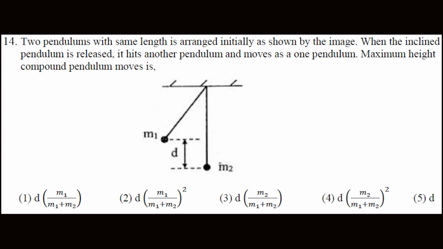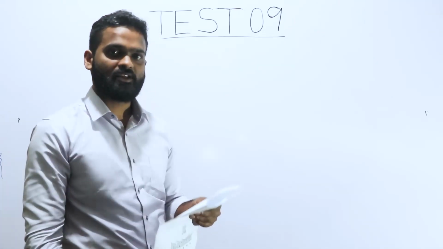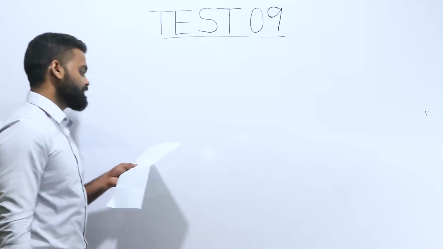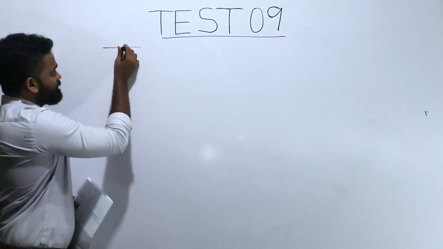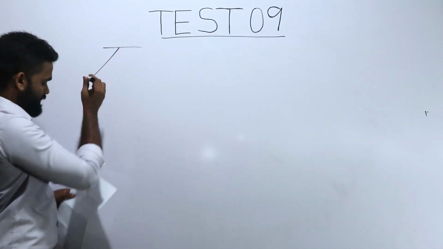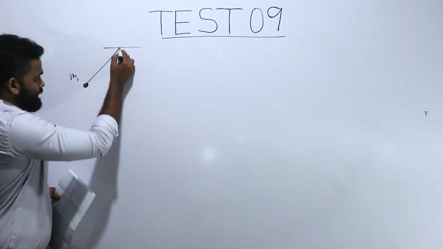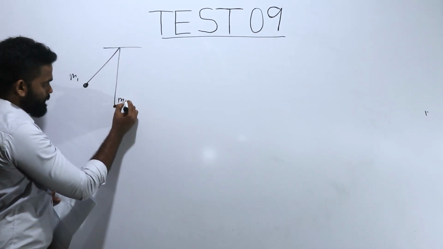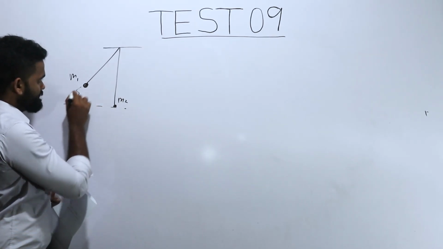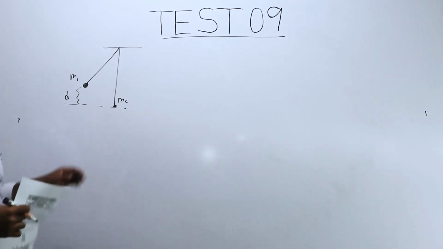Two pendulums of the same length are arranged initially as shown in the image. When the inclined pendulum is released, it hits the other pendulum and they move as one pendulum. The maximum height the compound pendulum reaches is. There's this pendulum M1, and there's another pendulum here, M2. Then this pendulum is at a height, simply d.